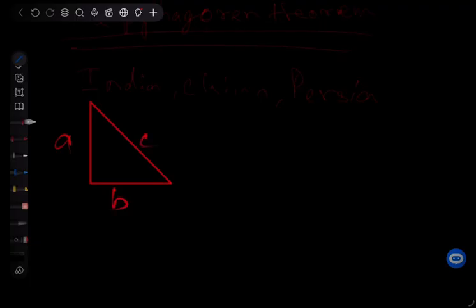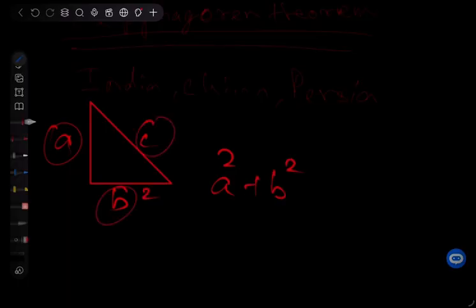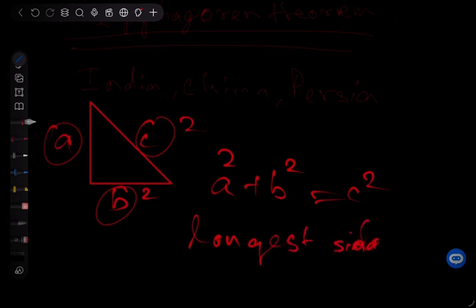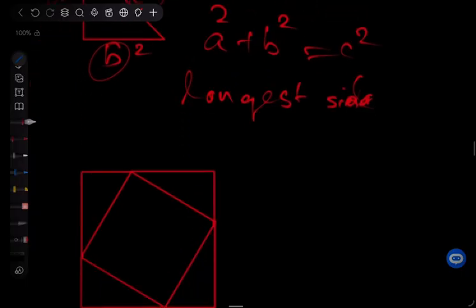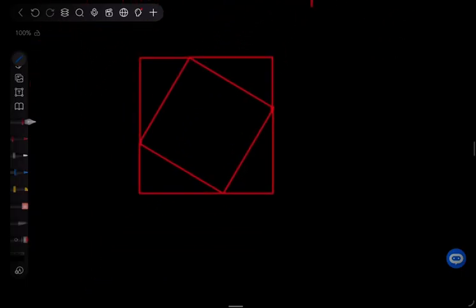So now, the theorem states that if we take a right angle triangle of sides A, B, and C, then the square of the first side and the square of the second side, the sum of them would give the square of the hypotenuse. The hypotenuse is the longest side of a right angle triangle. Now let's see the derivation.